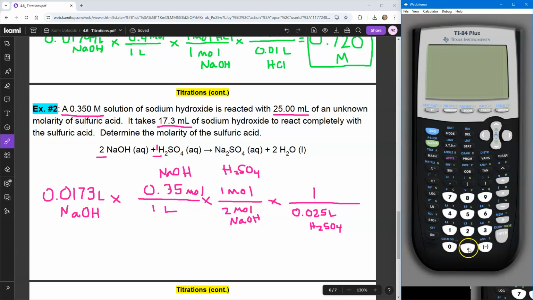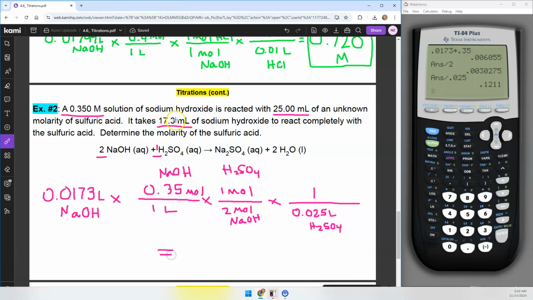Okay, so let's do the math. 0.0173 times 0.35 over 1, so just times 0.35, times 1 over 2, so I'm just going to divide by 2, and then times 1 over 0.025, so I will just divide that by 0.025. All right, so our answer, and again, it looks like 3 sig figs is our number, so 0.121 molar is going to be our answer.